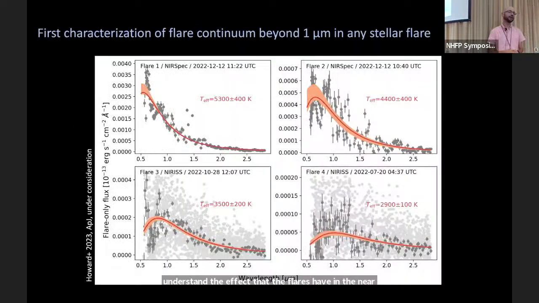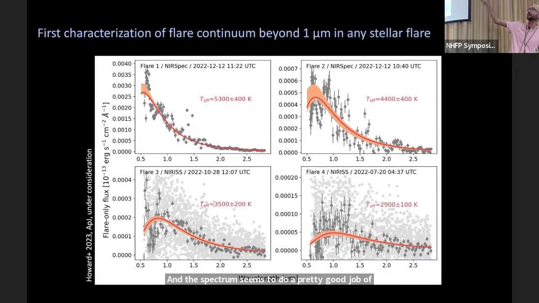The first thing we find is the first characterization of flare continuum beyond 1 micron for any stellar flare. And so I'll show the peak spectra in the continuum for the 4 flares here. And we can see that these flares exist in the extreme Rayleigh-Jeans tail. And so we can fit them with a black body with a temperature of around 5,000 Kelvin. And this is actually somewhat expected from the red optical with two-component flare models. So that's good. And the spectrum seems to do a pretty good job of fitting it, even with a model this simple. We're working on more complex models.